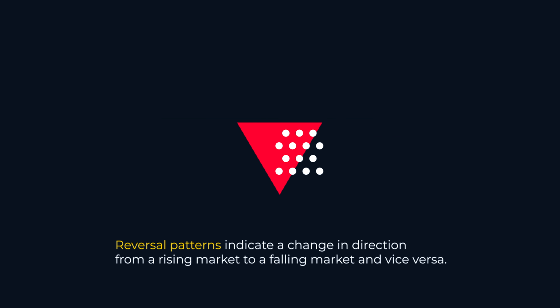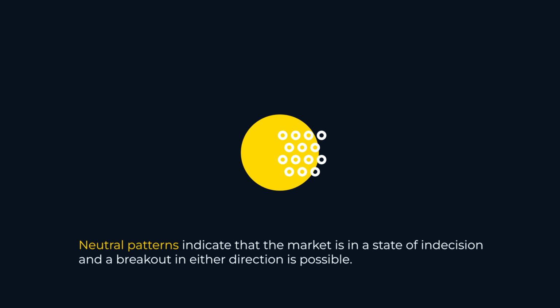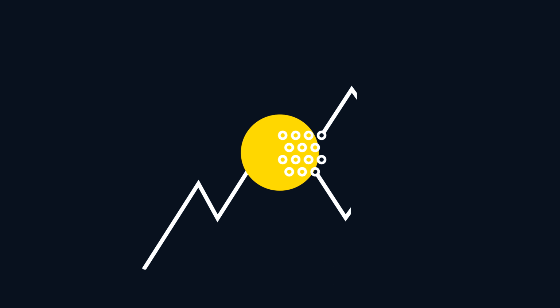Reversal patterns are early warning signals. They show that the current trend is losing momentum, and a move in the opposite direction may be starting. Neutral patterns are the indecision phase. It's a tug of war between buyers and sellers, where the market can break in either direction. So we wait for the market to show its hand first.